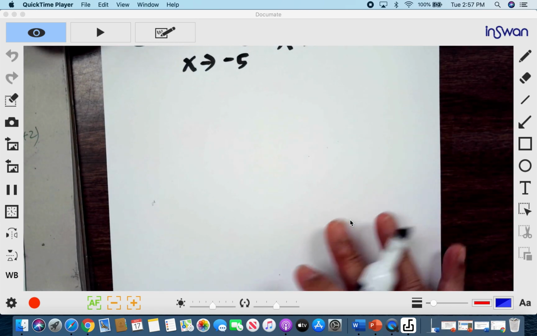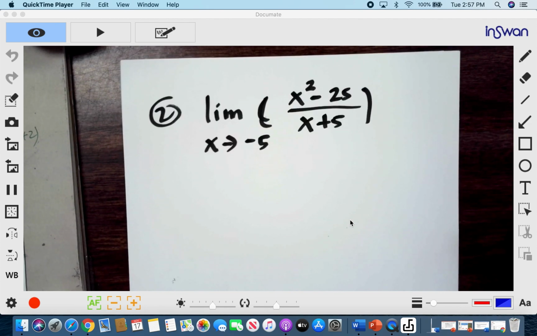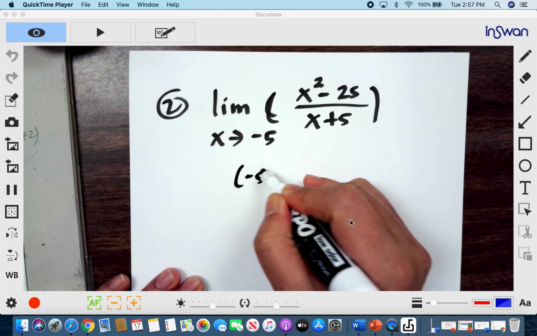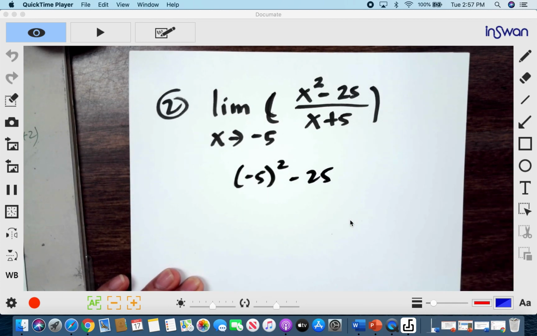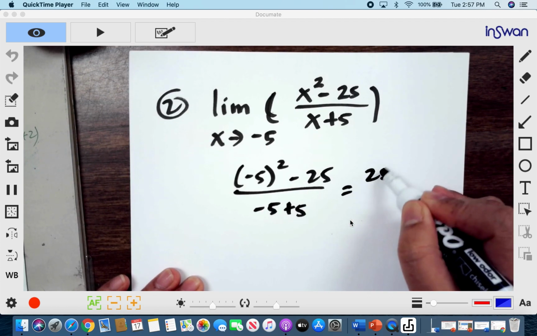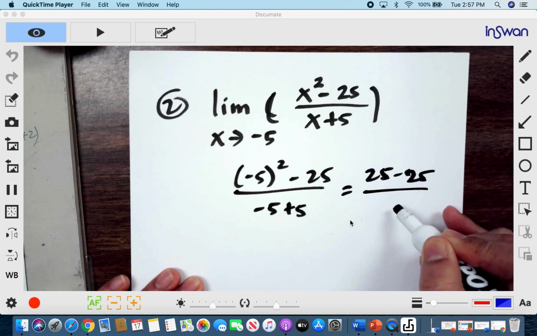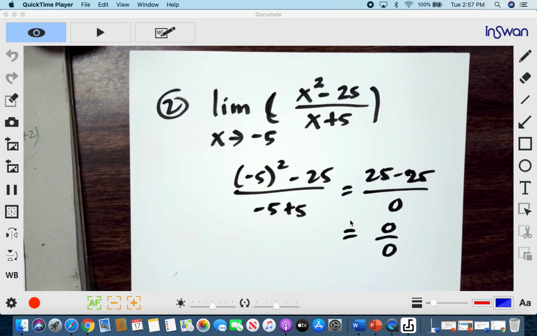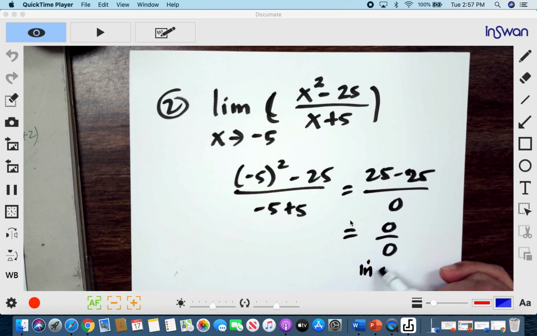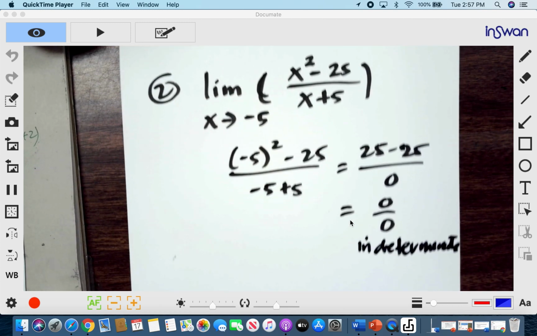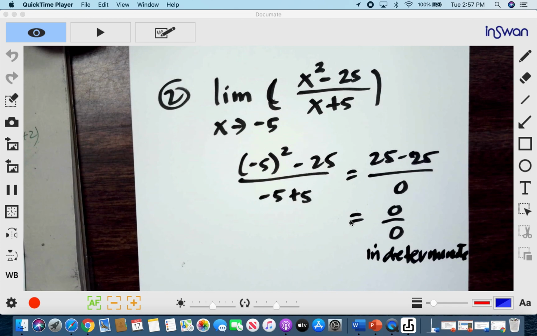Okay? Now, let's go to the second. All right, now your x is approaching -5. So the first step is to plug in the value: -5 squared minus 25, all over -5 plus 5. So this gives us 25 minus 25 all over 0, and you have 0 over 0. Whether it is undefined, a number divided by 0, or 0 over 0, this is indeterminate. That means that we need to factor this out, and probably we can simplify it in order to find the limit of this function.